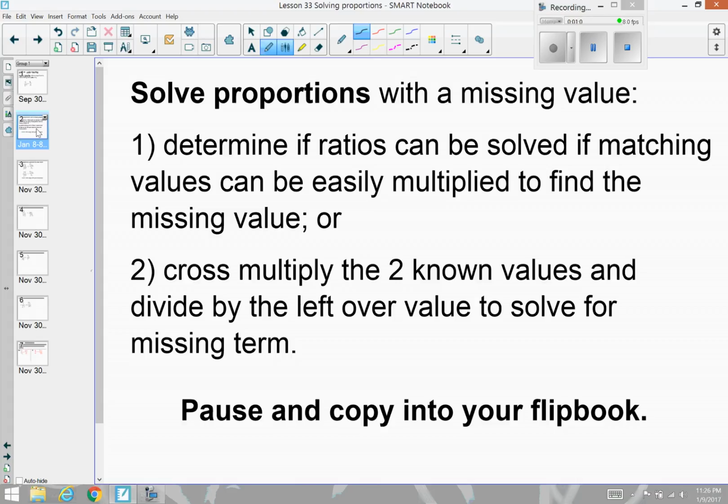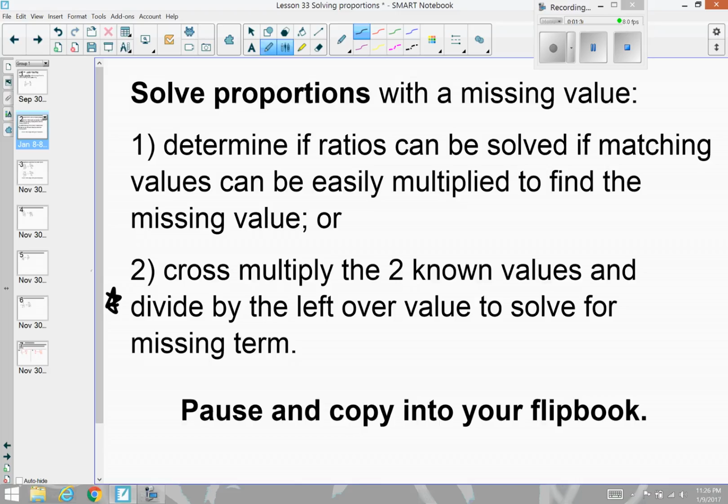The other way that is very much used is the cross multiplication way. Now, number 2 is a method that you can always use to make it work in case a different way doesn't work. In this situation, you are cross multiplying the two opposite known values and dividing by the leftover value to solve for the missing term. I know this sounds a little confusing right now, but we're going to do some practice problems and it will make more sense soon, I promise.